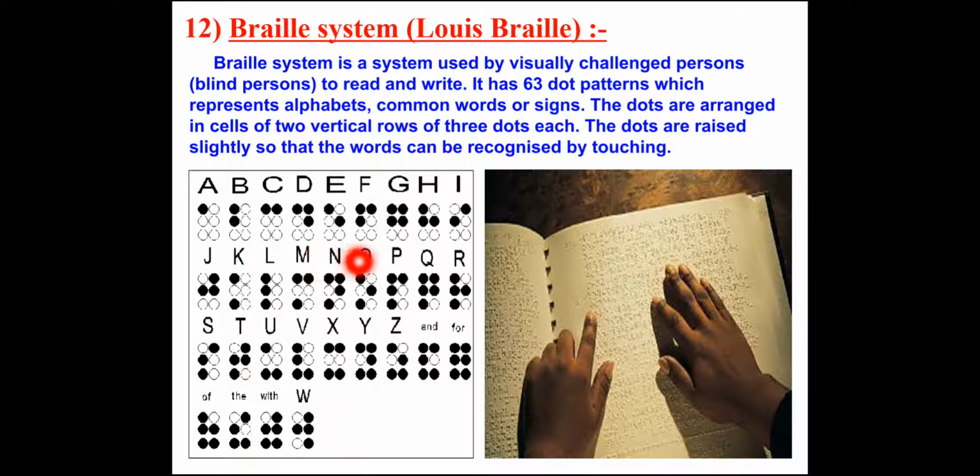so that the words can be recognized by touching. They are arranged in cells of two vertical rows and three dots each. If you see, there are 1, 2 and 3 dots each, and there are two vertical rows, 1 and 2. These dots are raised slightly, meaning there are some ups and downs in the dots. By touching, the blind person can recognize what letters are written.